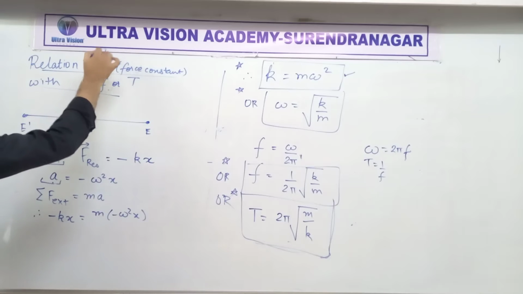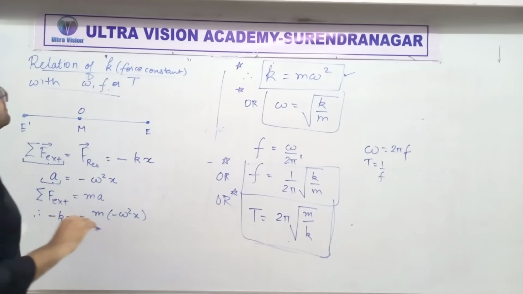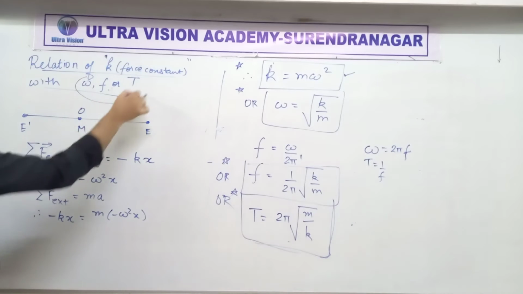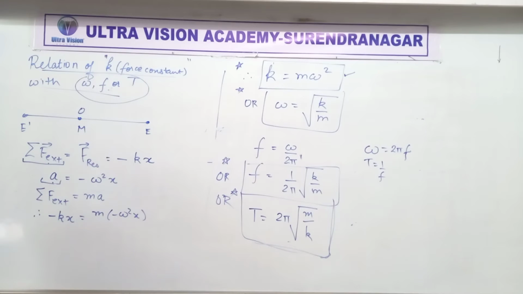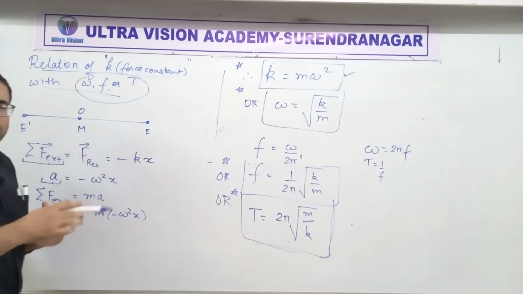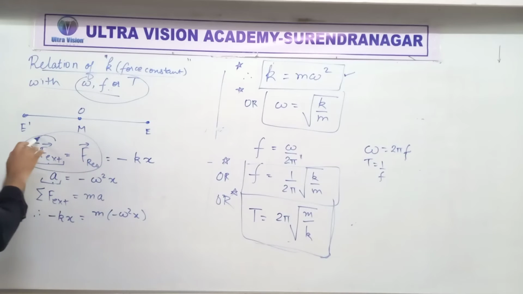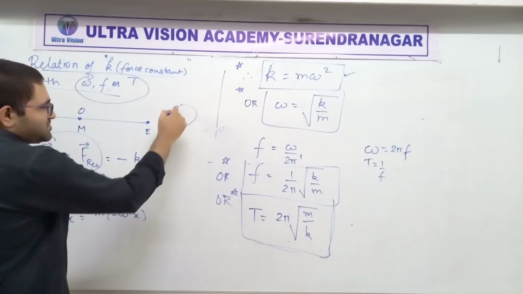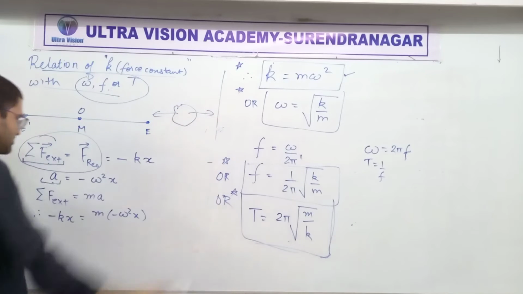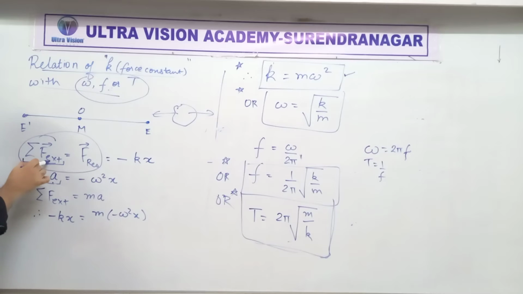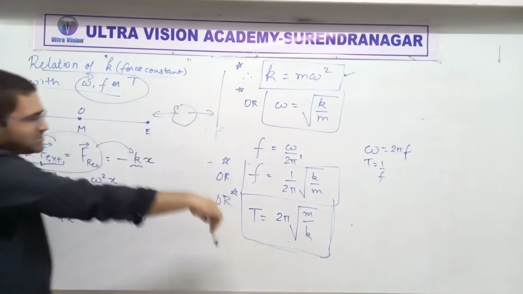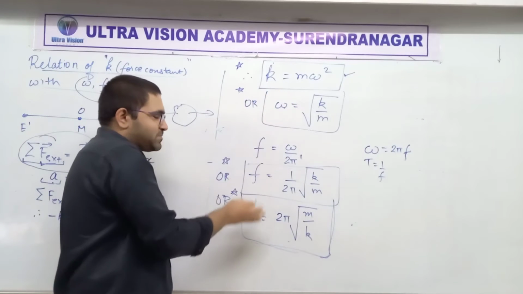So what we have done is we have related the force constant with these things. So why is this useful? Let me give you some idea about it. Sometimes some object is doing SHM, suppose going this way, this, that, and that. If we can find total force on it, then we can find k. And if you can find k, using all these relations, you can find whatever you want, omega, frequency, or time period.